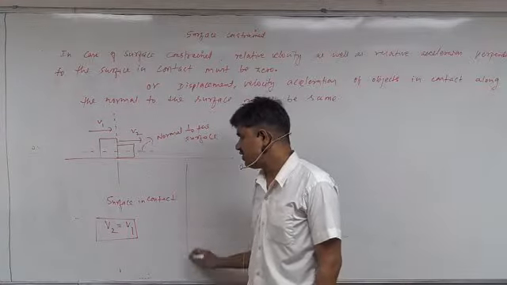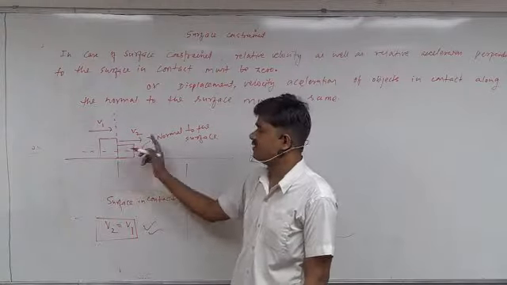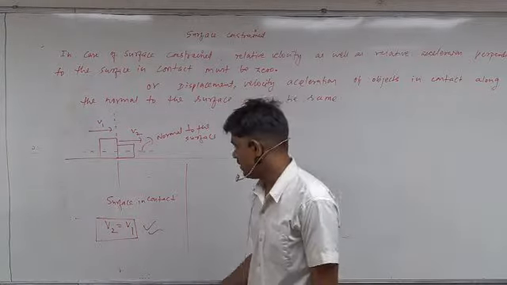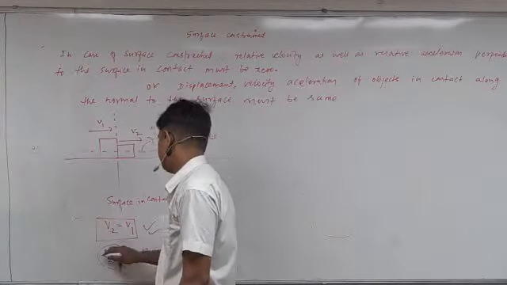So for surfaces in contact, the relative velocity, relative acceleration perpendicular to the contact surface must be how much? 0. That is v2 minus v1, that is 0 here. This is your relative velocity.